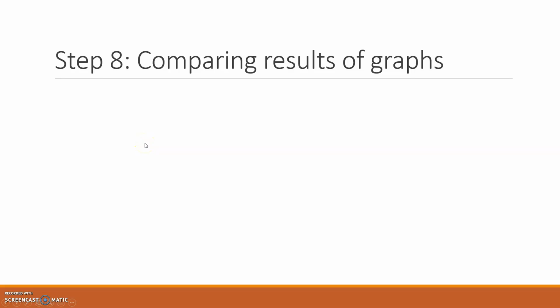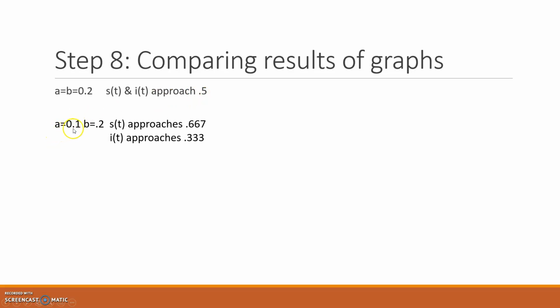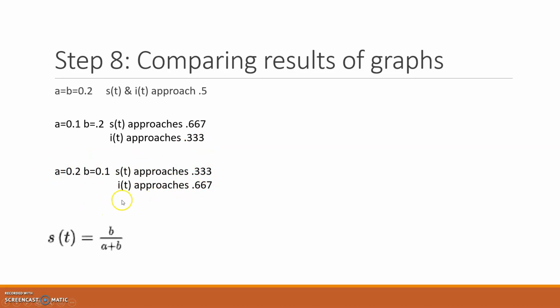So step 8 was comparing the results of these graphs. This is just kind of what we got. If A and B are equal to 0.2, S of t and I of t approach 0.5. If A is equal to 0.1 and B is equal to 0.2, S of t approaches 0.667, and I of t approaches 0.333. Same thing for these values down here.